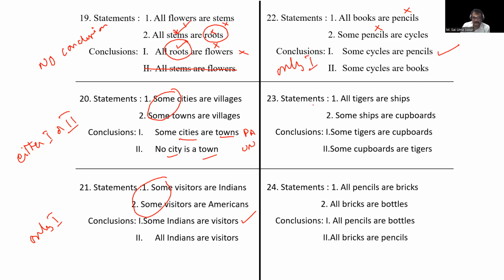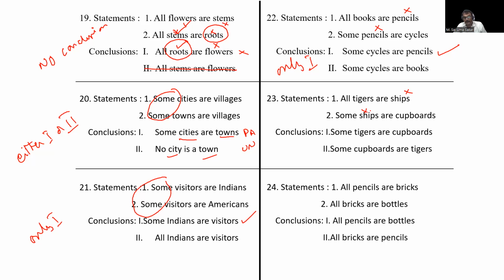Now, 23rd one. All tigers are ships. Some tigers are ships. Some ships are tigers. No. Some ships are cupboards. Some cupboards are ships. So, there is no immediate inference for the 23rd question. Next, immediate inference is possible? No. Why? Because middle term is not distributed.